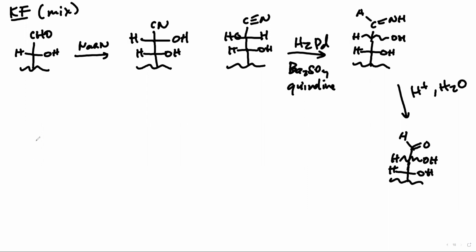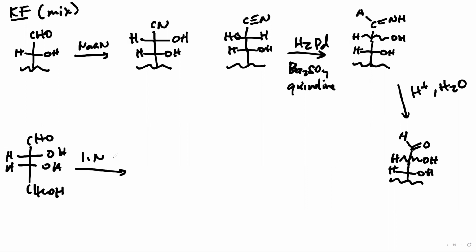Now, if I were just predicting a product, how can I do this really fast on a piece of paper? It's fairly simple. Again, we can use the squiggly line to our advantage here. Very simple to recognize: cyanide, H2, Pd, BaSO4, and then H plus, H2O.